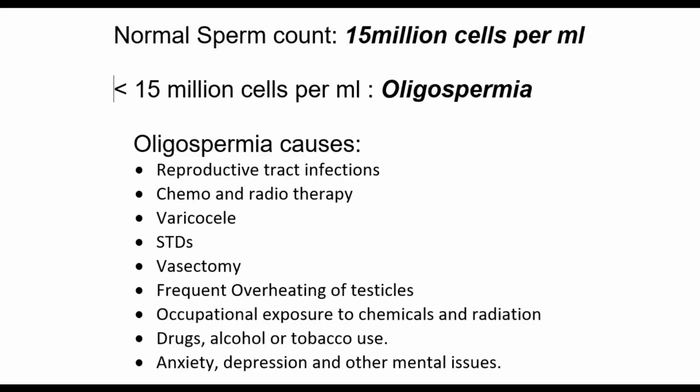Sperm count above 15 million cells per ml of semen is considered normal. Sperm count below 15 million cells per ml, also known as oligospermia, is one of the leading causes of male infertility. Oligospermia can have a variety of causes such as infection and other medical conditions in the reproductive tract or in the testes, chemo and radiotherapy, varicocele, STDs, vasectomy, frequent overheating of testicles, occupational exposure to chemicals and radiation, drugs, alcohol, or tobacco use, anxiety, depression, and other mental issues.